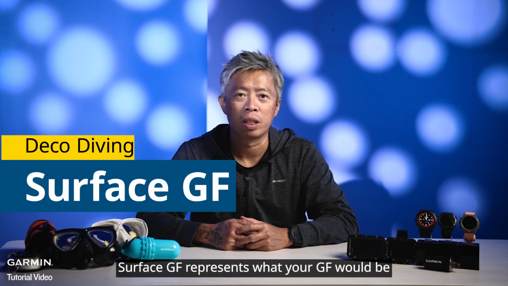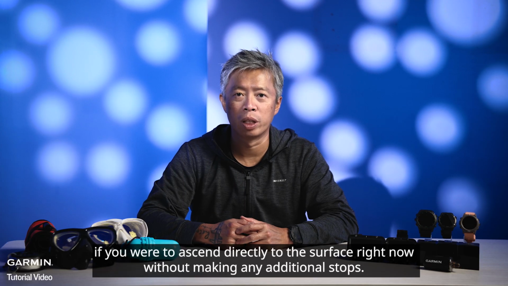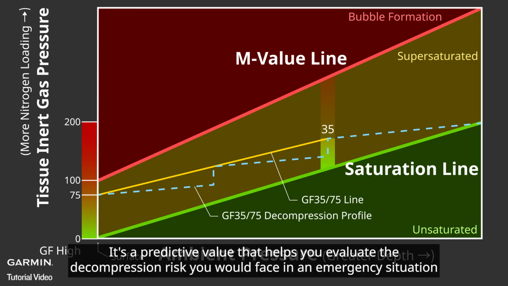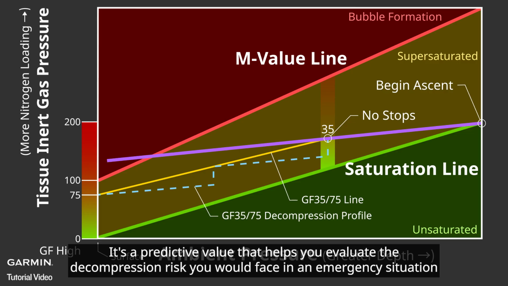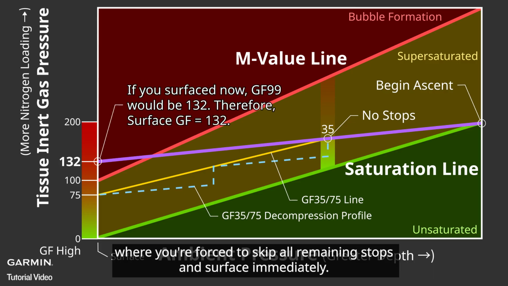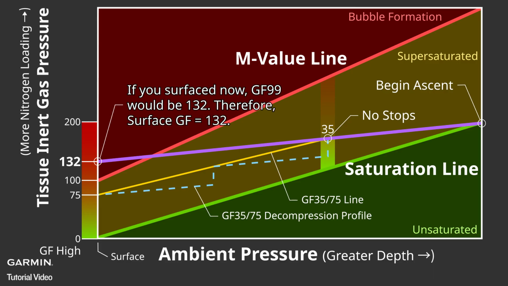Finally, let's talk about surface GF. Surface GF represents what your GF would be if you were to ascend directly to the surface right now without making any additional stops. It's a predictive value that helps you evaluate the decompression risk you would face in an emergency situation where you're forced to skip all remaining stops and surface immediately.